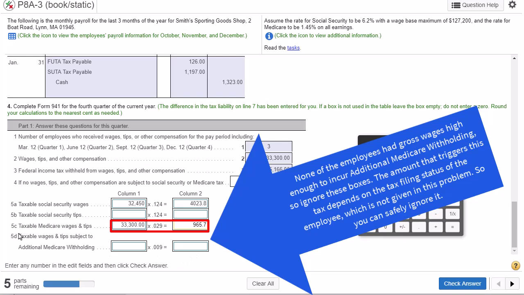Line 5D, taxable wages and tips subject to additional Medicare withholding. So if you're above that high limit, there's an additional tax for Medicare, but none of the people in this problem have reached that limit, so we're going to leave that blank.